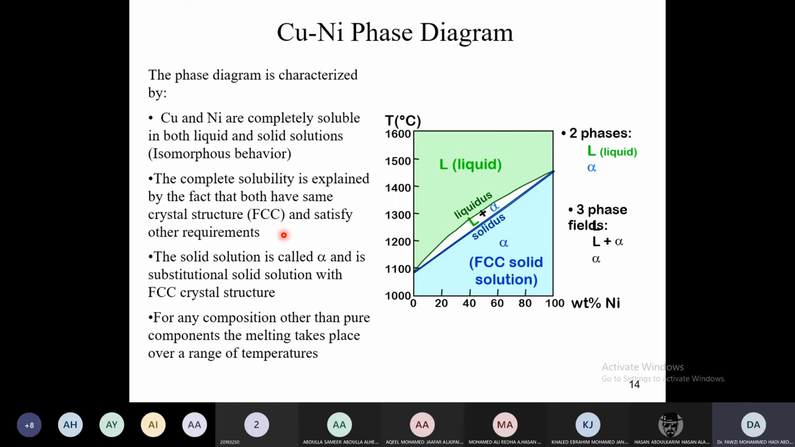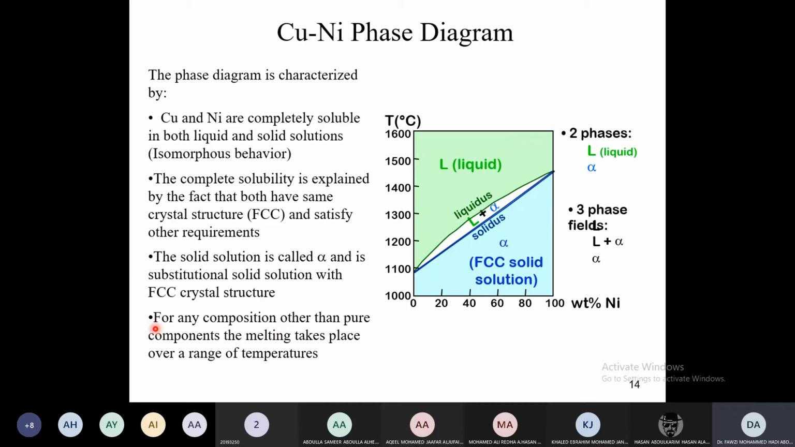because all those conditions actually prevail, and that's why they are available. So that's why you have complete solubility there. The solid solution is called alpha solid solution, and it is a substitutional solid solution, and it has an FCC crystal structure.